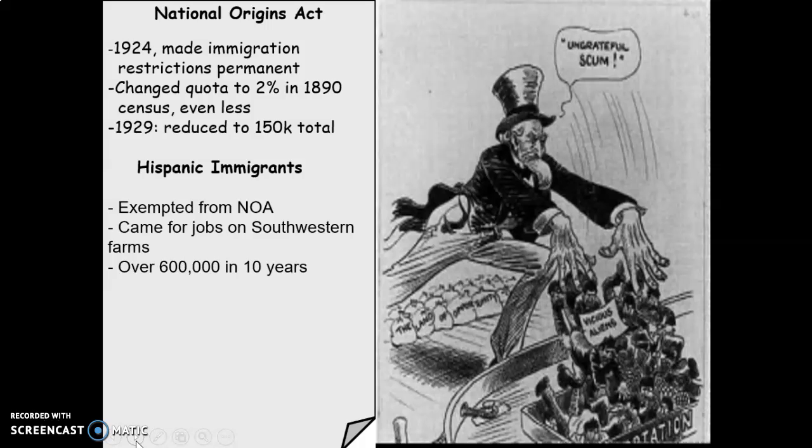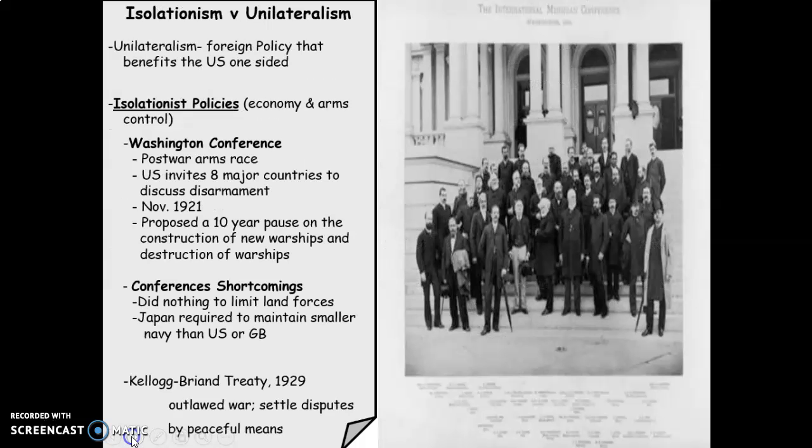So, interestingly enough, Hispanic immigrants, they were exempted from the National Origins Act. They came for jobs on the southwestern farms, and over 600,000 will immigrate to the U.S. over the next 10 years.